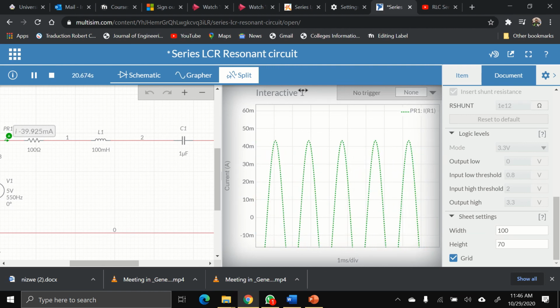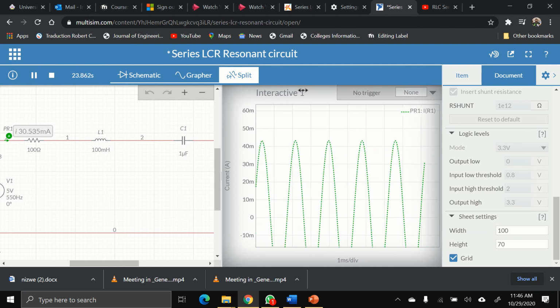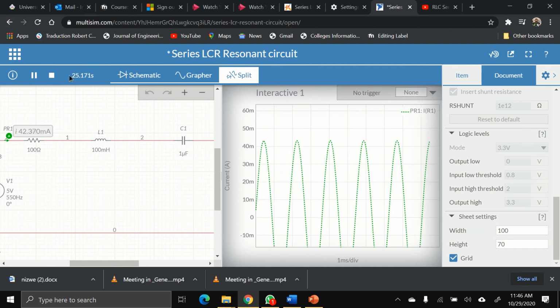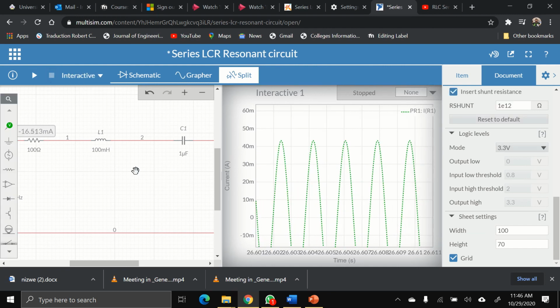In this data, the maximum value of the current comes close to 500 hertz. This way we can simulate the RLC circuit to find the resonant frequency.